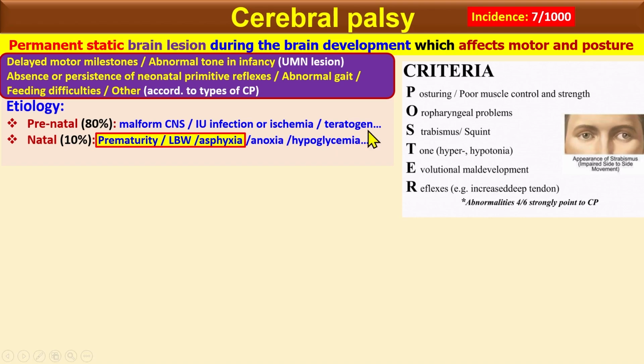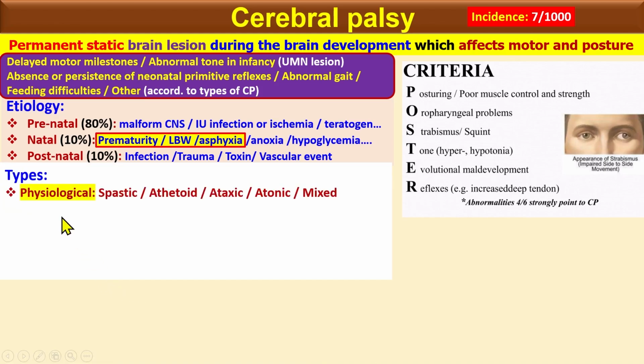Okay, and anoxia, hypoglycemia, although these are causes of cerebral palsy, the most important risk factor is prematurity, low birth weight, or asphyxia. Okay, in the postnatal period, if there is infection, trauma, toxin, or any vascular event, this can lead to some brain lesion, which causes cerebral palsy.